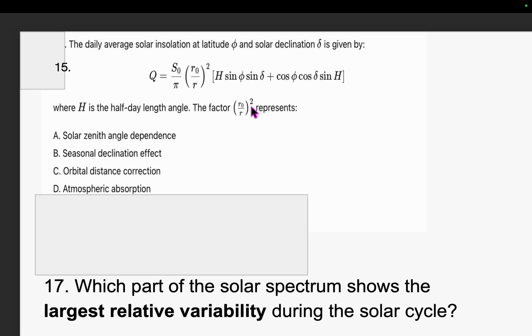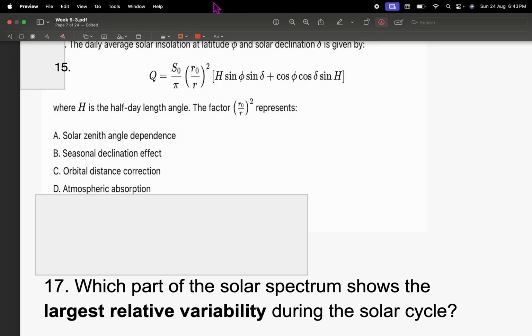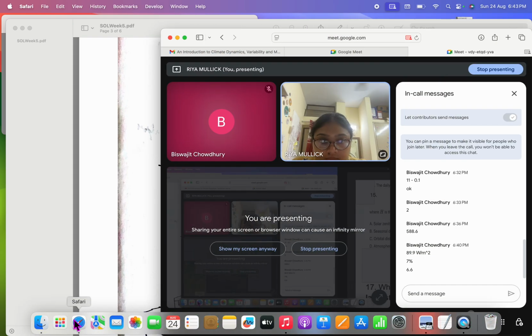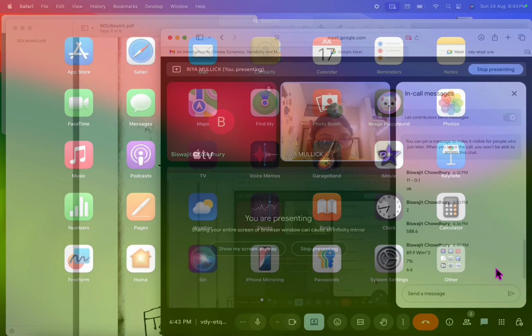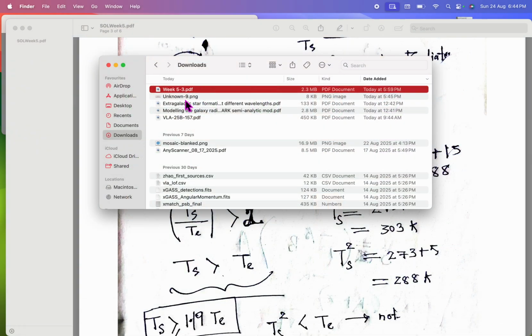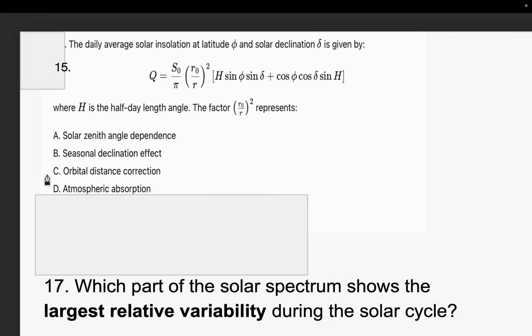You can mark this question from your intuition. What kind of correction is R0 by R? So this R0 by R factor gives the correction of the orbital distance.